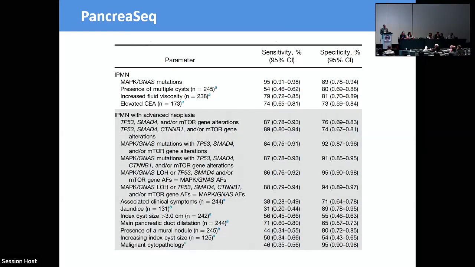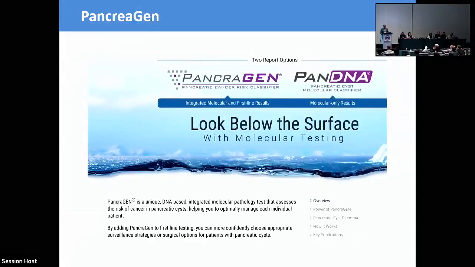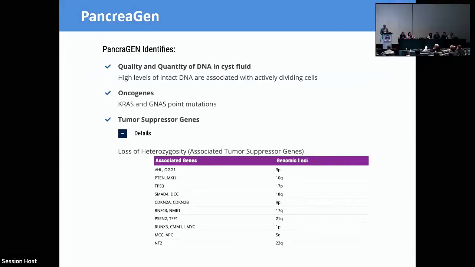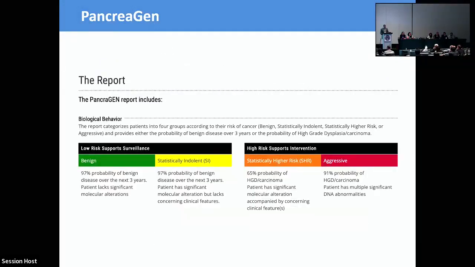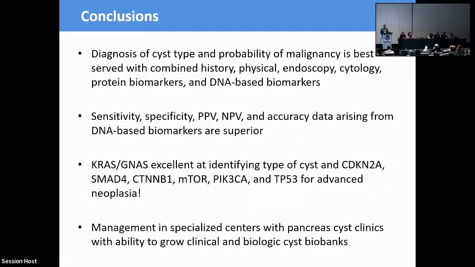And I'll just put this table up here so that you can see that the sensitivities and specificities of these DNA-based biomarkers are far superior to anything you can see at the bottom of the screen that traditionally came from IAP guidelines and such. There are other platforms. Dr. Winslow just mentioned another platform as well. Same idea, same concept, slightly different gene panel. And this is the type of report that you get, including the alert to high risk.